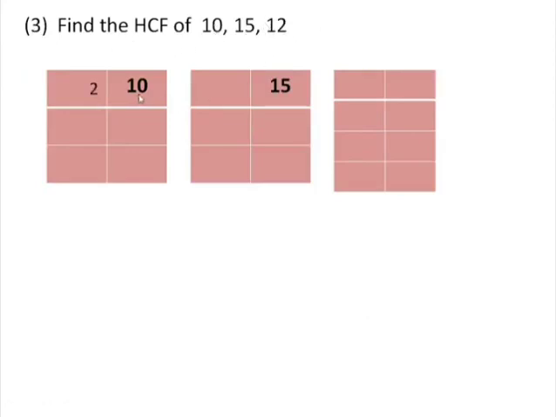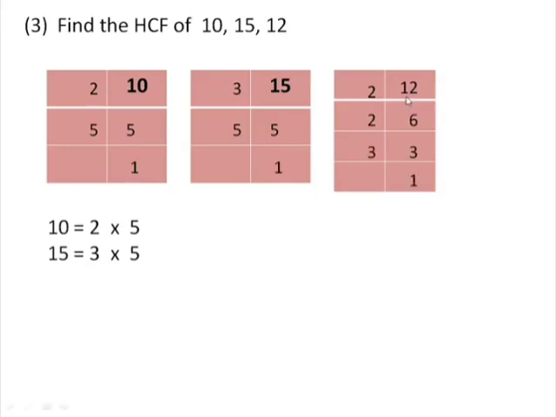Now 10, the factors are 2 5s are 10, 5 1s are 5. Now factors of 15: 3 5s are 15, 5 1s are 5. Therefore factors of 15 are 3 multiplied by 5. Now factors of 12, here 2 6s are 12, then 2 3s are 6 and 3 1s are 3. Therefore write all the factors of 12.